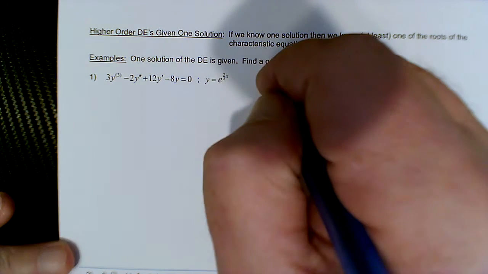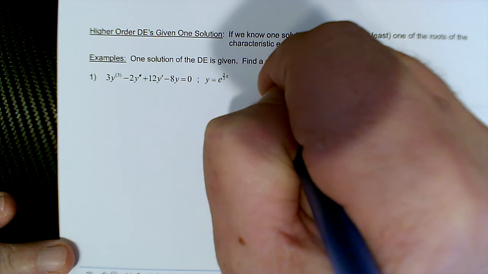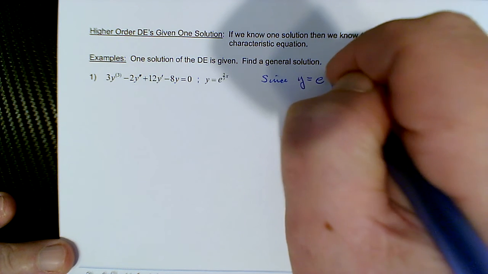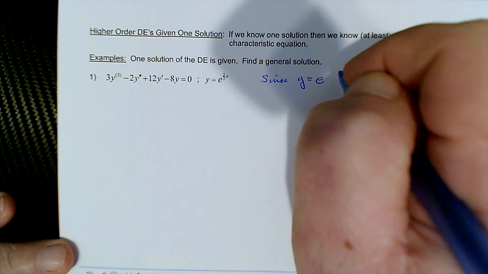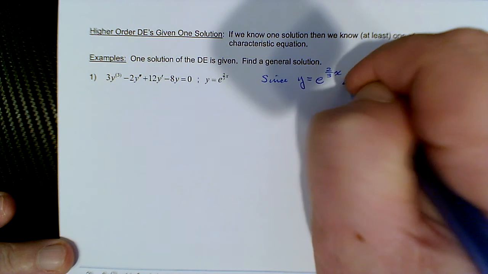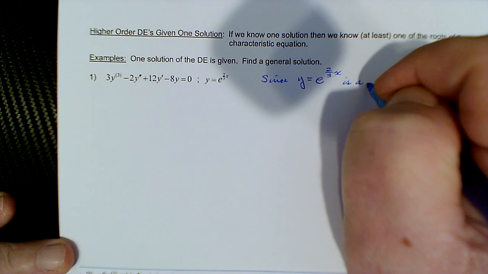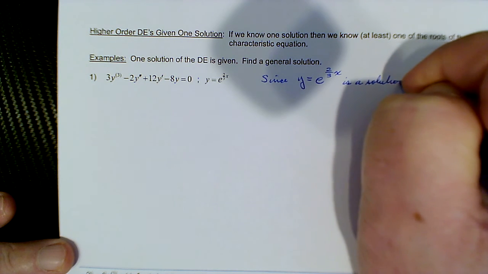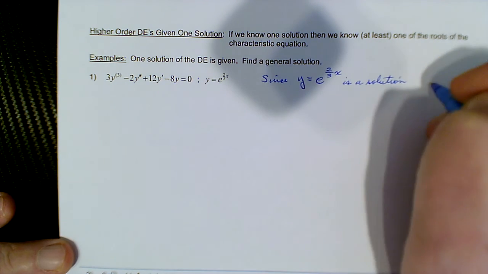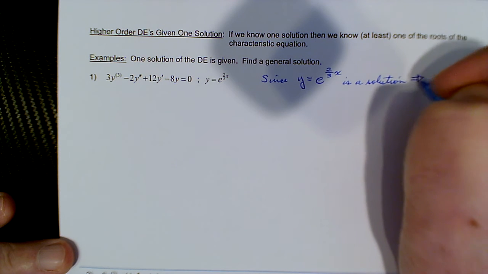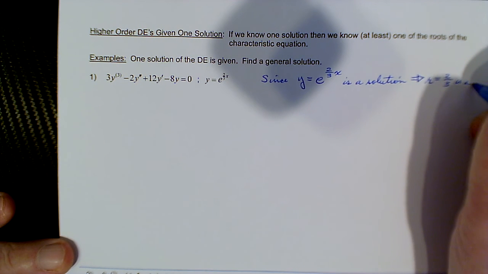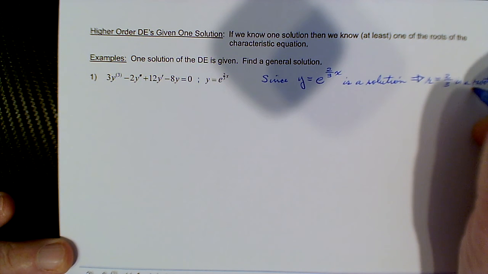So the fact that, let's do it this way, since y equals e to the 2/3 x is a solution, this implies that r equals 2/3 is a root.